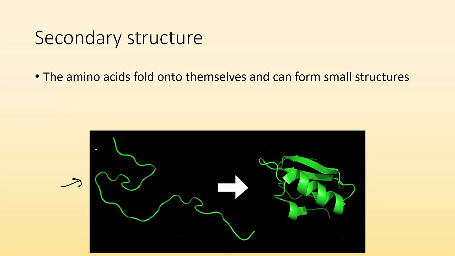And we have ways to describe those smaller structures. So you can see over here, we've got an arrow, which is showing one kind of structure, and we've got this helix, which is showing another kind. And the two structures we're going to take a look at are beta pleated sheets and alpha helixes.